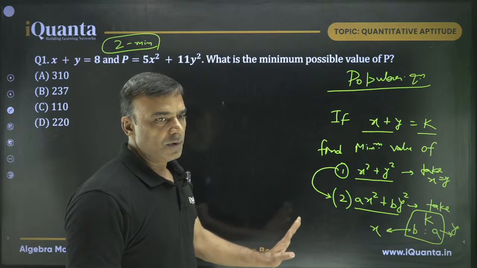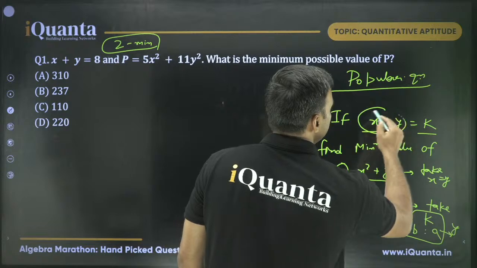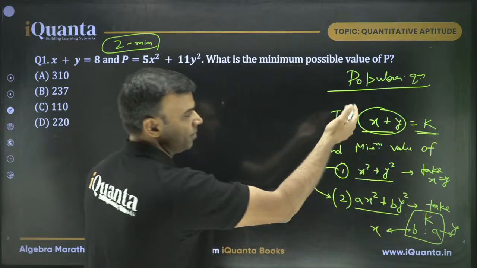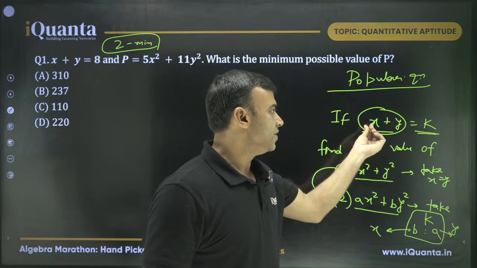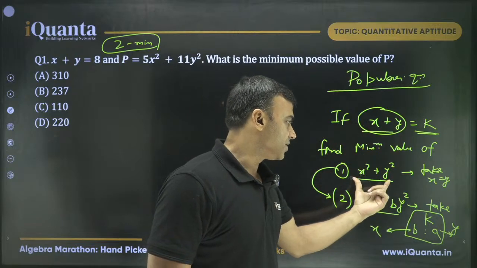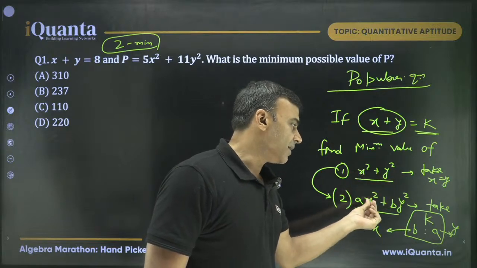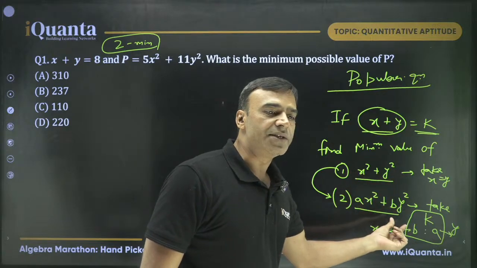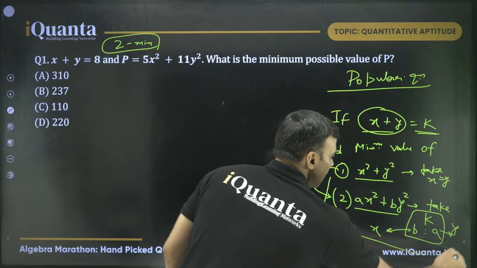So beautiful question and a beautiful method. But remember, it will work only when x plus y is equal to k. Till now we haven't seen any question which has some coefficient here also. We have had questions in which we have directly x square plus y square. We have had questions in which we have some coefficient for x square and some coefficient for y square. But in any case, the second one is the larger rule and it will help you always.